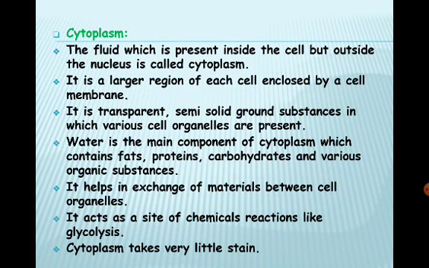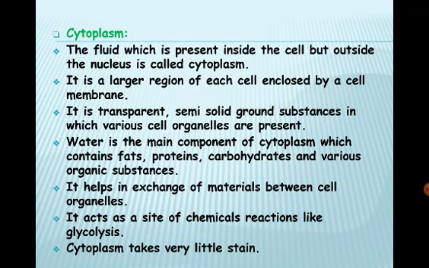Water is the main component of cytoplasm, but besides water it also has a small amount of fat, proteins, carbohydrates, and various organic substances as well as salt. It helps in the exchange of material between cell organelles. There are various cell organelles, we will discuss them later. The material exchange between these cell organelles happens because of cytoplasm.